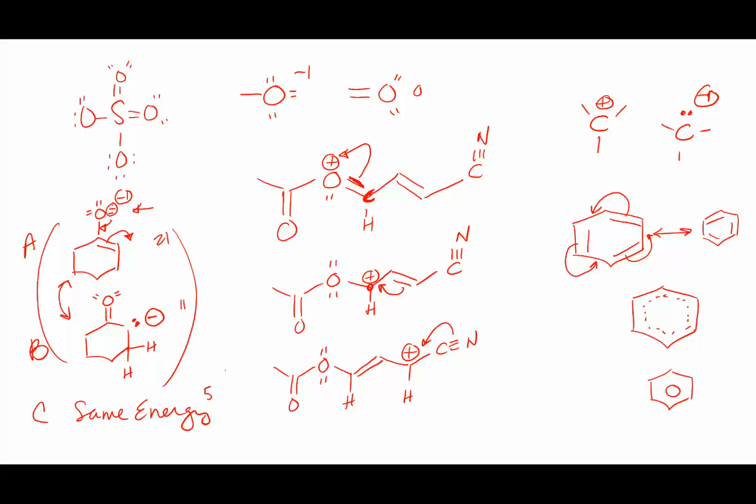Okay, why would A be more stable than B? Because the negative one should be on the more electronegative. So we're going all the way to rule 3, that the negative charge should be on the more electronegative atom. And which one is that? Oxygen or carbon? It's oxygen. So indeed, A is the more stable resonance structure for that.